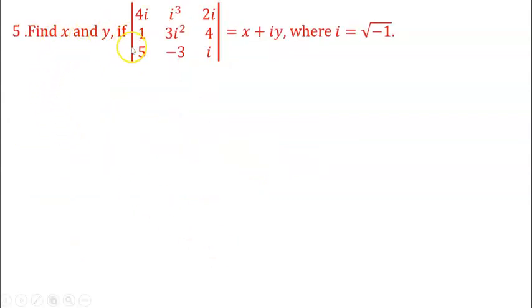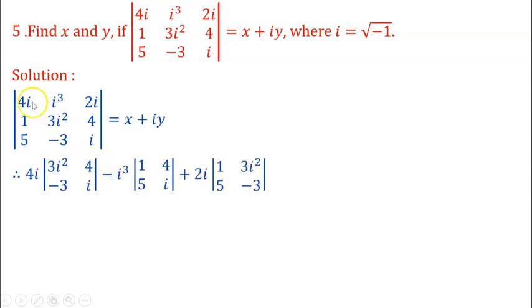Find x and y if the determinant with first row 4i, i cube, 2i, second row 1, 3i square, 4, third row 5, minus 3i, and that's equals to x plus iy, where i is equals to root of minus 1. Now evaluate this. Okay, 4i into, again eliminate this element and again this, you will get here 3i square, 4, minus 3i. Next, minus i cube, eliminate these and these, you will get here 1, 4, 5, i. And the last, 2i into, eliminate these and these, you will get here 1, 3i square, 5, minus 3. And that is equals to x plus iy.